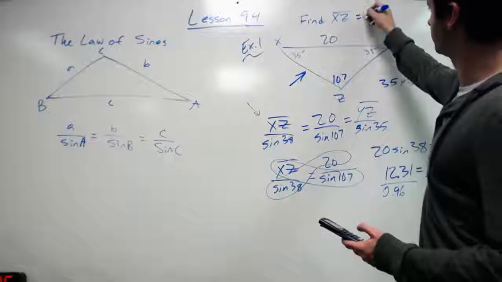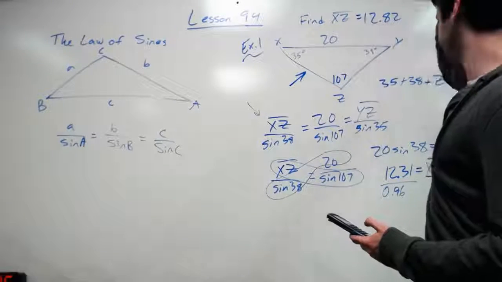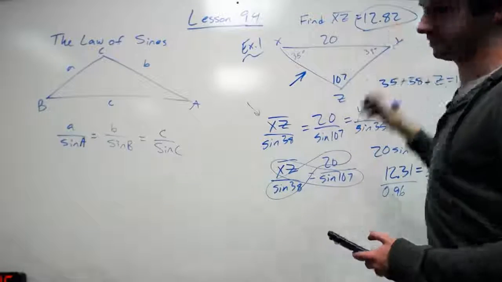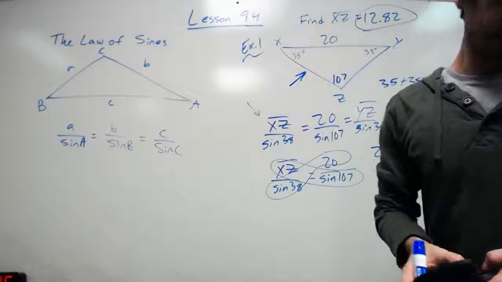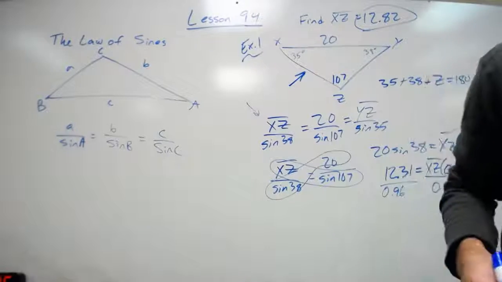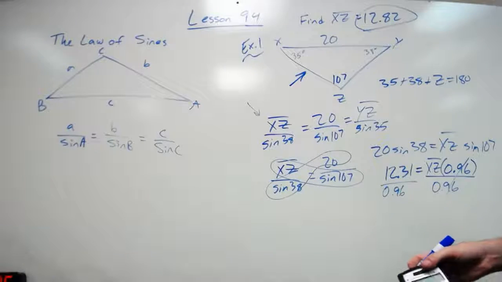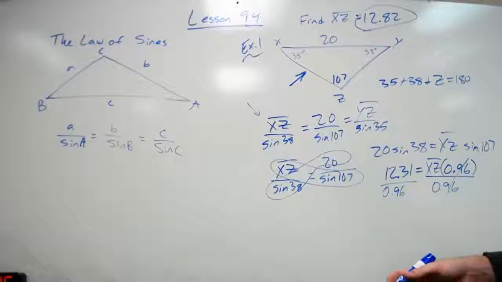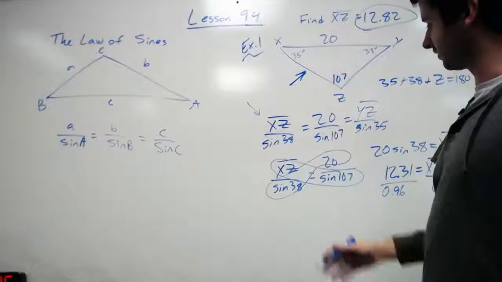So 12.82 would be my answer. I don't know if it said round to the nearest hundredth or whatever. Yes, nearest hundredth. So that is roughly your answer, 12.82 would work. All it's going to do is have you solve for different things.